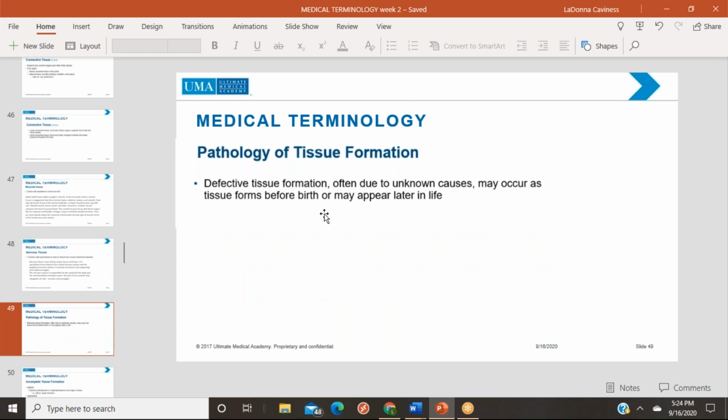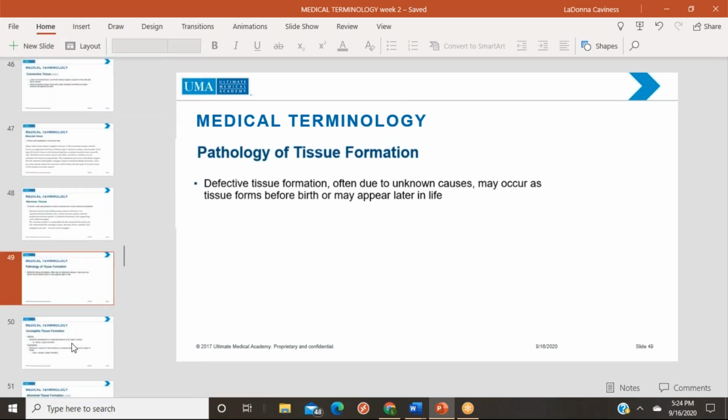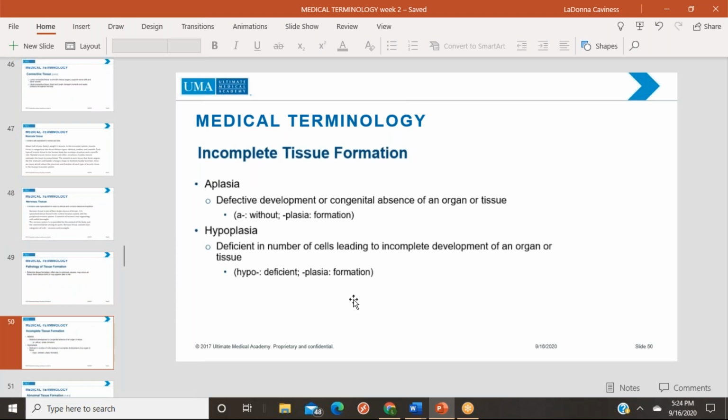Pathology of tissue formation. Defective tissue formation, often due to unknown causes, may occur as tissue forms, between birth, or may appear later in life. Incomplete tissue formation: aplasia, defective development or congenital absence of an organ or tissue. Hypoplasia, deficient number of cells leading to incomplete development of an organ or tissue. And here's a breakdown of each of those medical terms. So aplasia, A refers to or means without. Plasia refers to formation. Hypo is deficient, and plasia refers to or means formation.